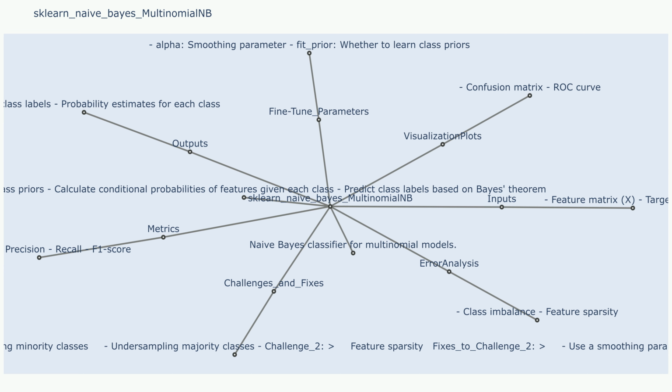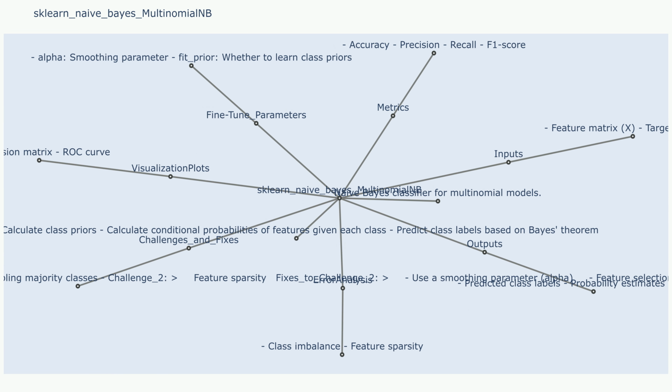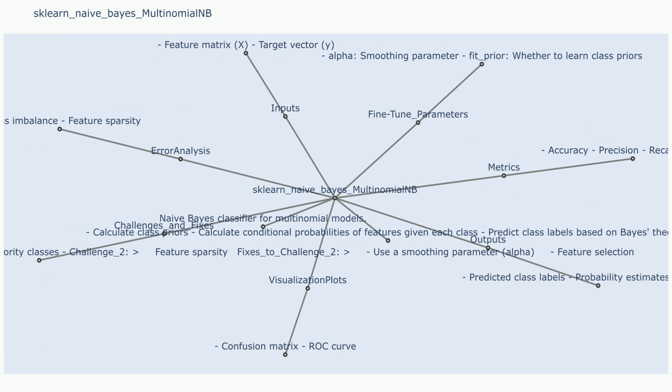Inputs. X. This is a 2D array representing the input features. Each row represents a data point, and each column represents a feature. Y. This is a 1D array representing the target labels for the data points in X. The length of y should match the number of rows in X. Outputs. Self. This is the fitted multinomial NB object. It can be used to make predictions on new data points.